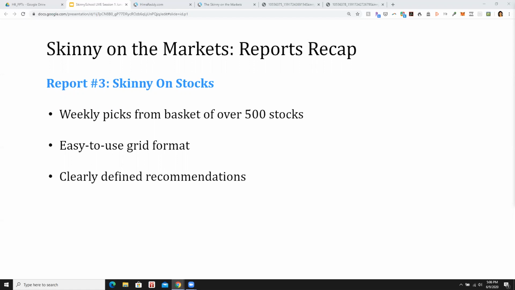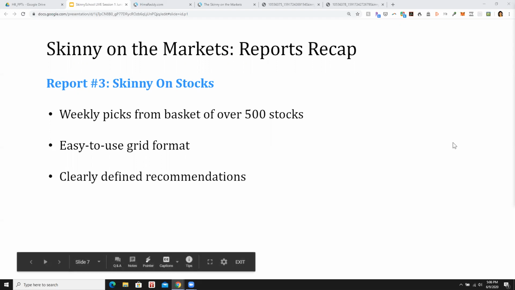So we've got the skinny on the mini 3 times a week or more, skinny on NASDAQ twice a week, and the skinny on stocks. So the skinny on stocks will spend a little bit more time later. The number of stocks in the grid depends on what I'm seeing in the markets. So we're going to get to that, right? All right, cool.